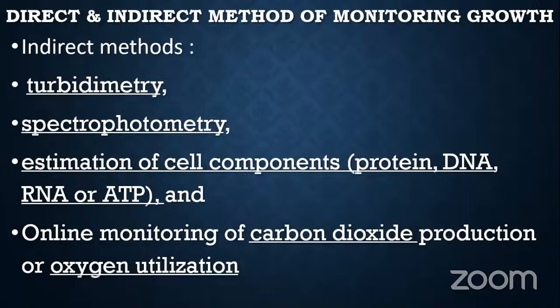Like turbidimetry, this method relies on the total turbidity, which represents the rate at which the organism is growing. Also, this method is related to spectrophotometry, which also measures the level of absorbance. I think we talked about this previously. Then also, we have the estimation of cell components, which explains how these organisms are actually growing. Then online monitoring.